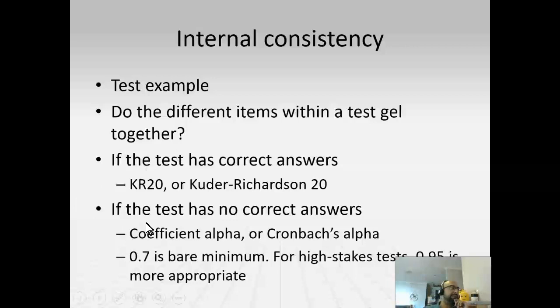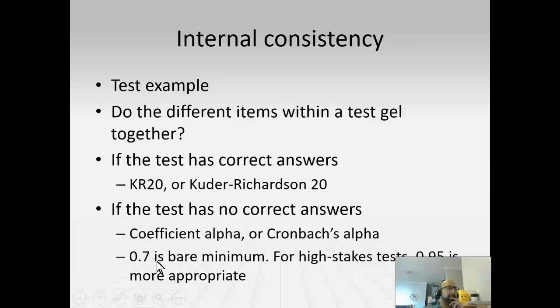Yeah. Now, if the test has no correct answers, like most personality tests, then we use something else called coefficient alpha, sometimes also called Cronbach's alpha, named after Lee Cronbach, the psychometrician from the 50s. Now, this Cronbach's alpha just works out basically how consistent are the answers across different items.